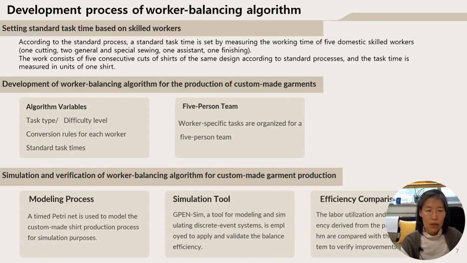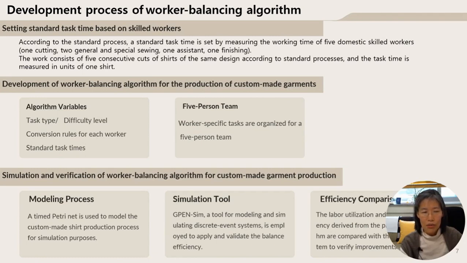Next, we developed the worker balancing algorithm. In order to develop a worker balancing algorithm, the type of task, difficulty level of the task, and the task conversion rules for each worker are defined based on custom-made shirts. The algorithm is developed using these variables and rules, along with the standard task time. In order to apply the proposed algorithm in practice, we organize worker-specific tasks for the 5-person team. Finally, we simulated and verified the worker balancing algorithm.